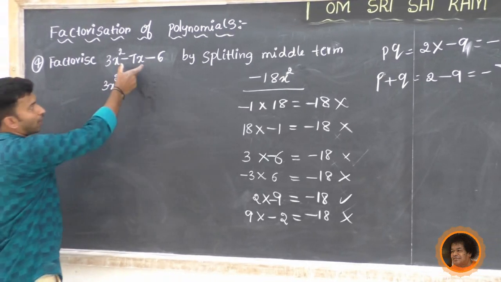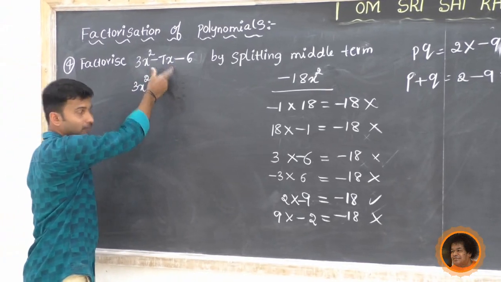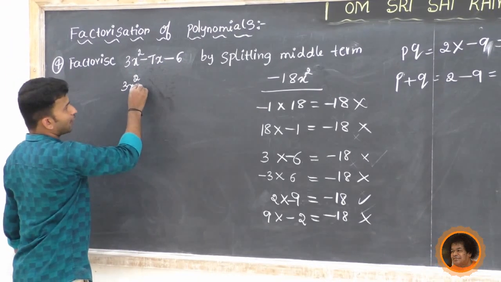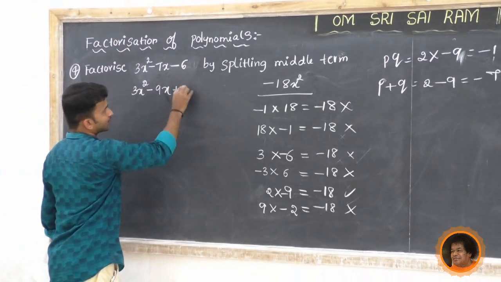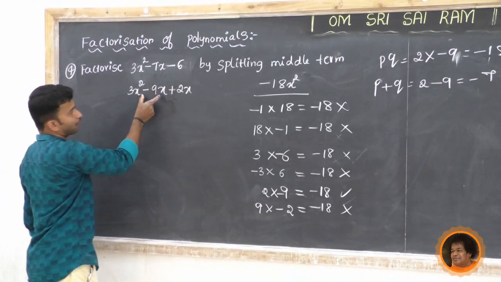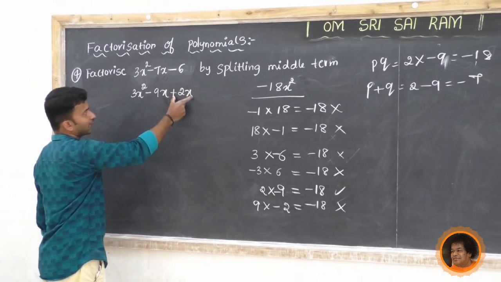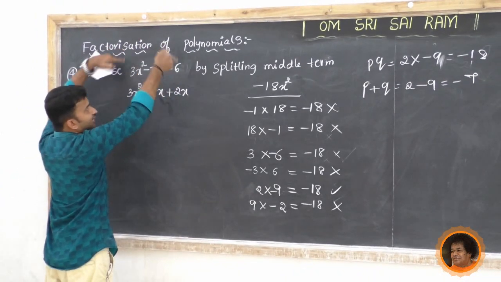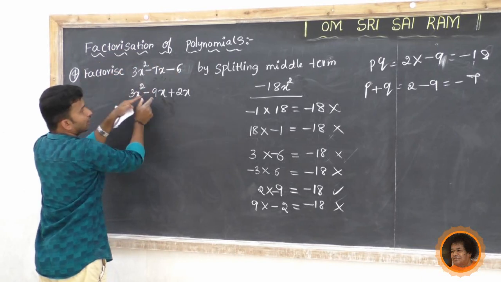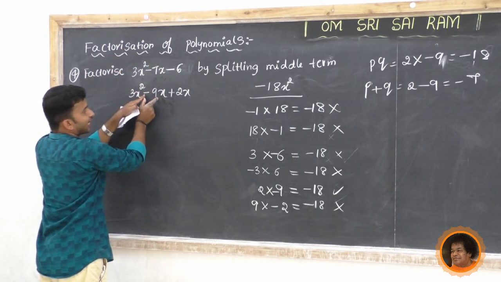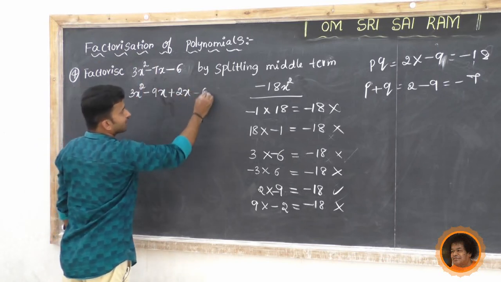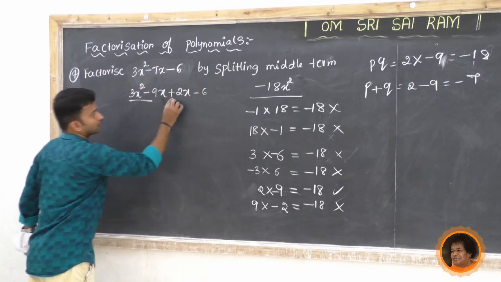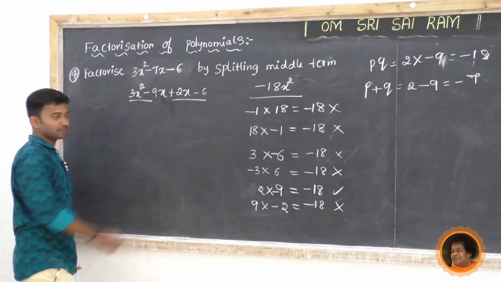In 3x square, we have to split minus 7x. Let the values be minus 9x plus 2x. Minus 9x into plus 2x is equal to minus 18x square. The sum of minus 9 plus 2 is equal to minus 7. Minus 6 is the last term. Next step is grouping the terms.